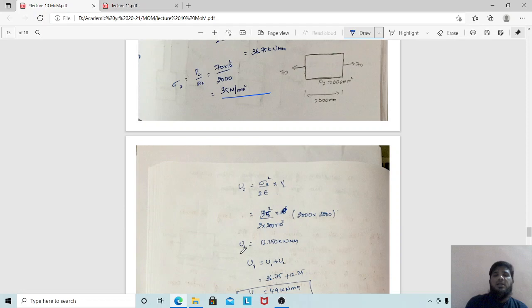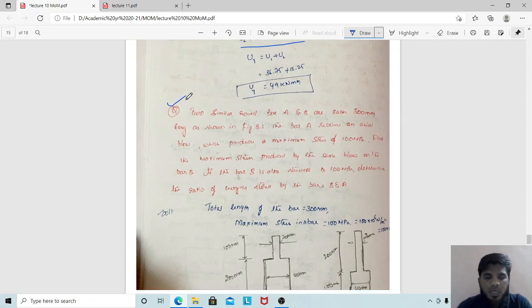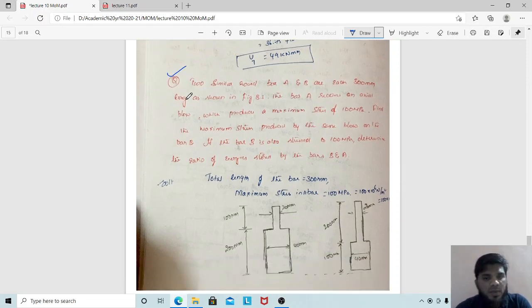So U total is nothing but now you have to add both the values, U1 plus U2. In this way you have to calculate for varying sections. So the next problem, this is a very important problem. This has been asked in most of the question papers. Try to understand this problem very clearly.